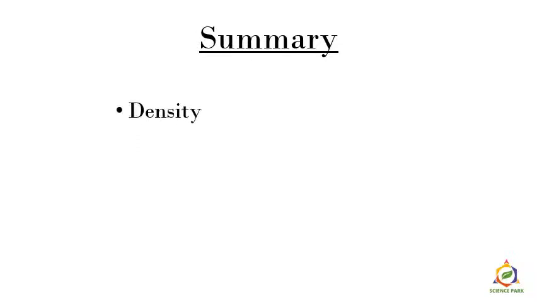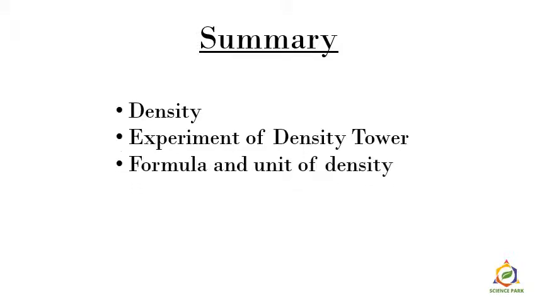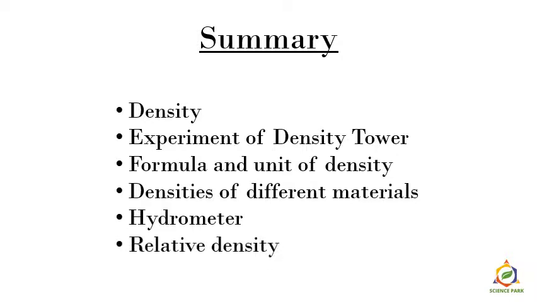So let's summarize what we have learned in this session. We have learnt about density, what exactly is density. Then we have seen an experiment of density tower using 3 liquids. Then we have seen the formula of density and the SI unit for it. Then we have seen densities of different materials such as air, wood, water, aluminium and gold. Then we have made a hydrometer which is used to measure the density of liquids. And in the end we have learned about relative density.